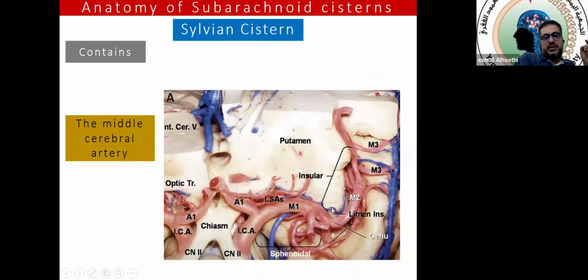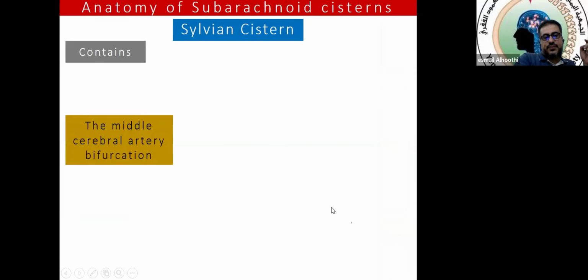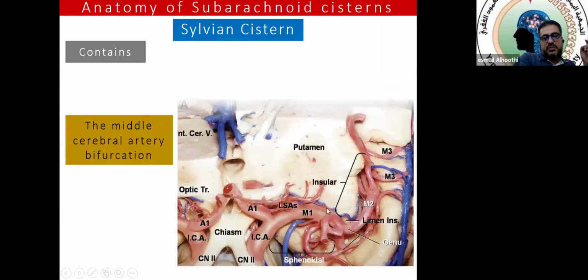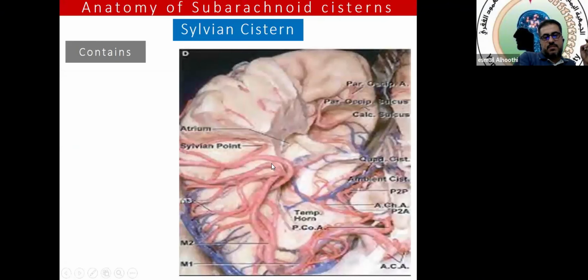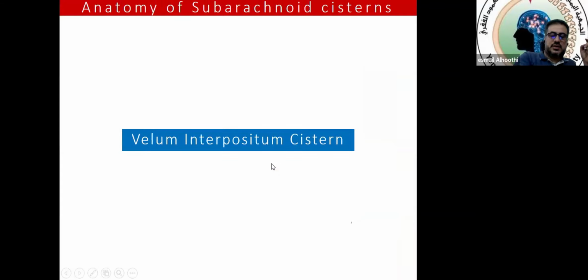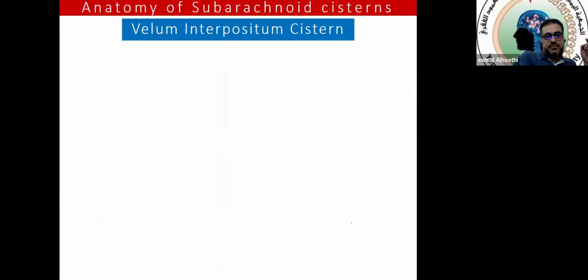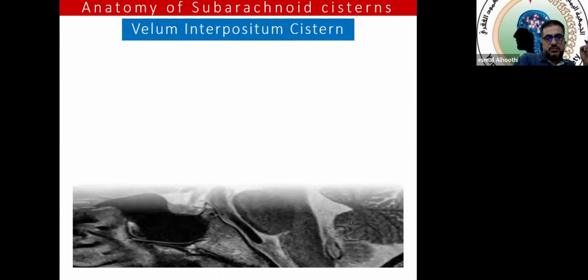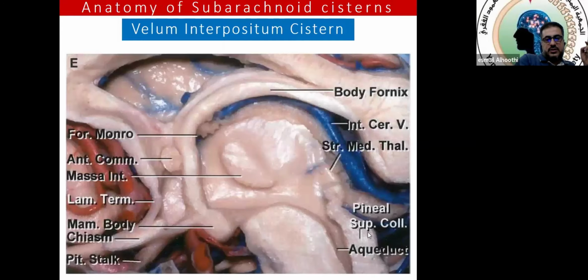The contents are the middle cerebral artery and its bifurcation, you see here. The superficial and deep Sylvian veins are contained within this cistern. Also, the velum interpositum cistern. See here. This is the velum interpositum cistern.